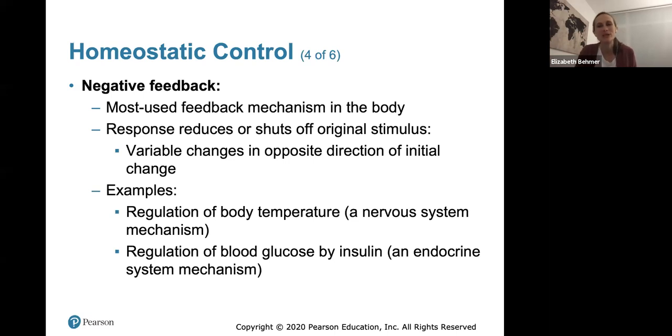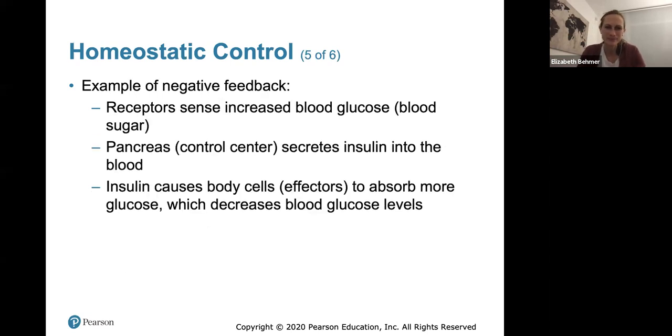Negative feedback, though, is much more common. The response reduces or shuts off the original stimulus, so the variable will change in the opposite direction. An example of this is body temperature, which is a nervous system mechanism, and the regulation of blood glucose, which is an endocrine system mechanism.